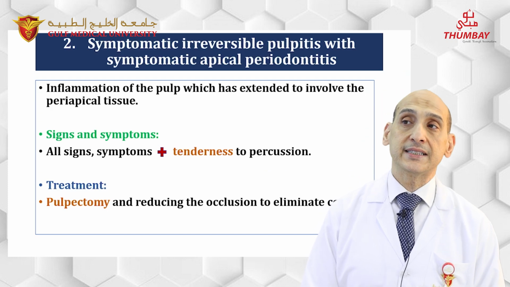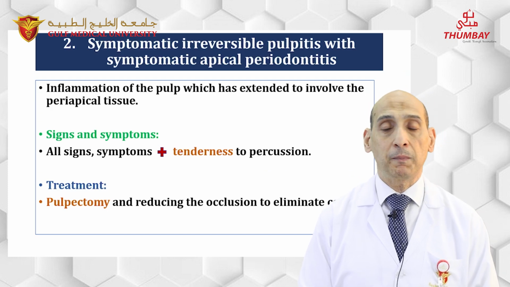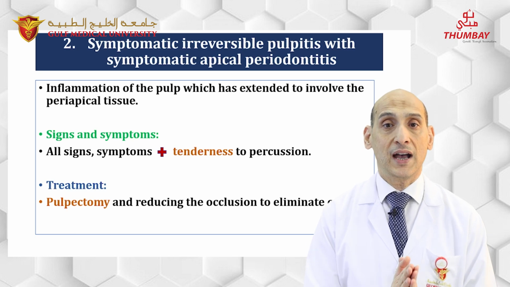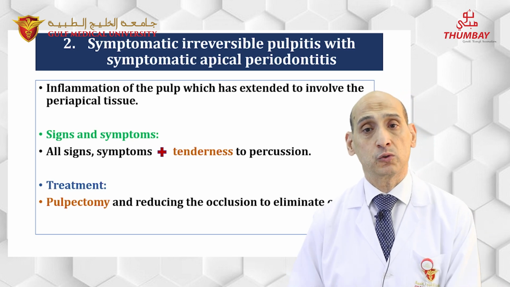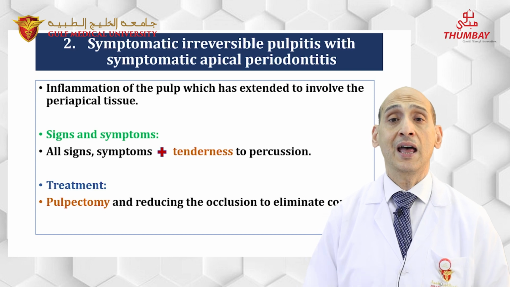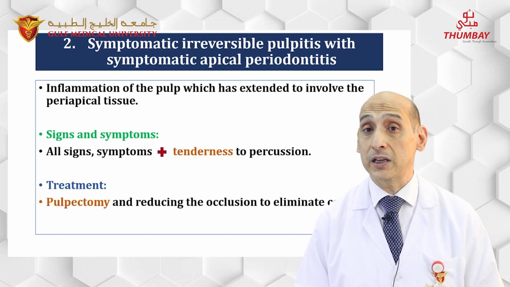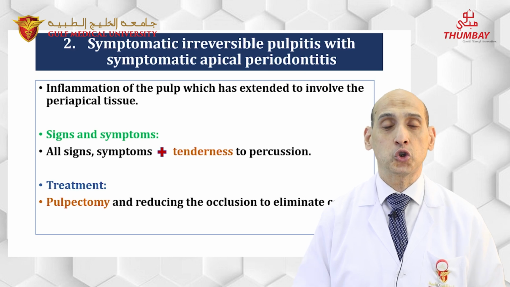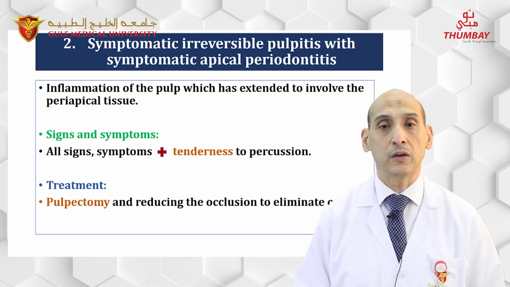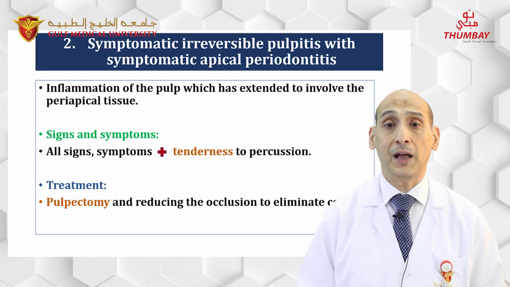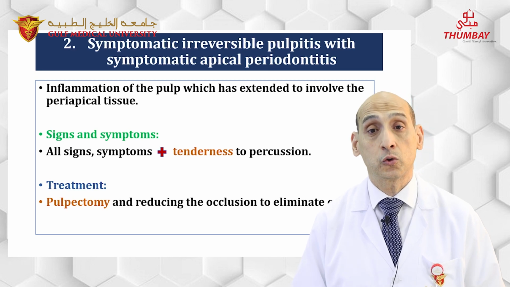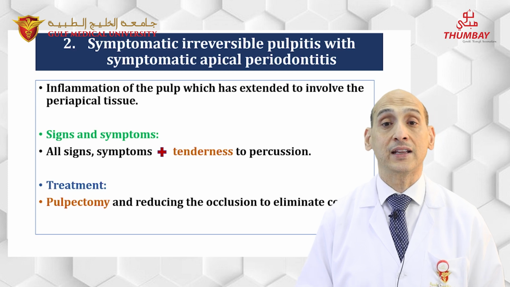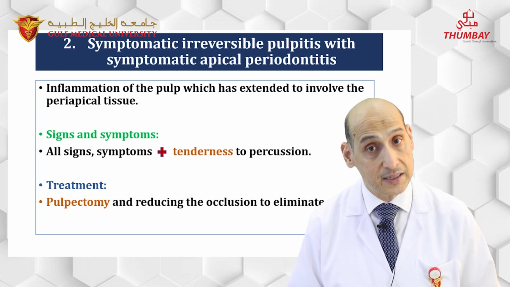The other case is symptomatic irreversible pulpitis with symptomatic apical periodontitis. As I mentioned, with symptomatic apical periodontitis the inflammation here has extended to the periodontal ligament. So the treatment should include total removal of the pulp tissue from the pulp chamber and from the root canal, to make sure that I have removed all the irritants from the root canal system.